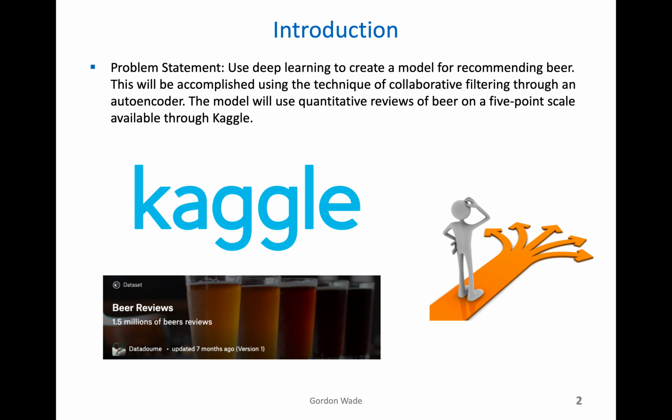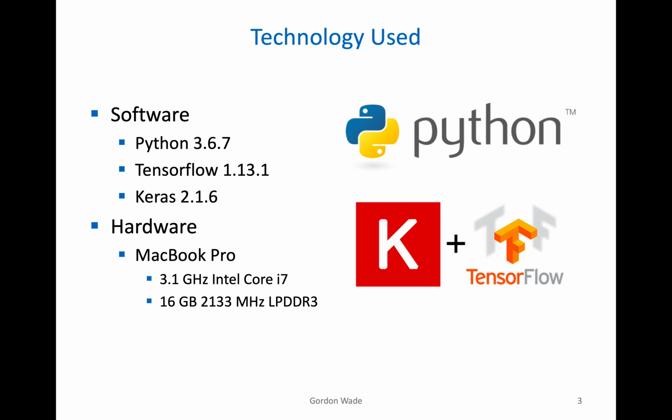For this project, I've created a recommender system that gives beer recommendations using collaborative filtering via an autoencoder, and the data is provided by Kaggle. The technology I used is very standard: Python, Keras, and TensorFlow, and I have the versions listed here. I did all of my training on my local MacBook Pro setup, but I'm sure you could significantly reduce training time by using a well-equipped VM.